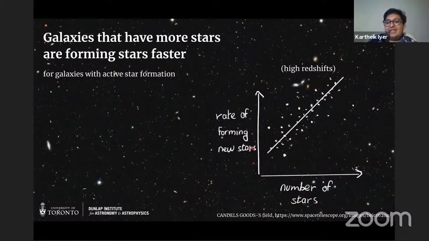And so essentially galaxies that have more stars are also forming more stars. And this is not an obvious result because you would think that if every galaxy had the same amount of gas with which to make stars, if it's more massive, then it could have used up more of its gas, having less left over to make new stars. So you would actually expect this to be declining. But what you see in reality is this interesting increasing correlation between these two quantities.